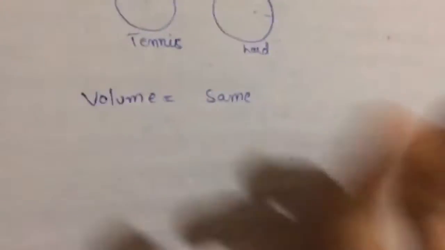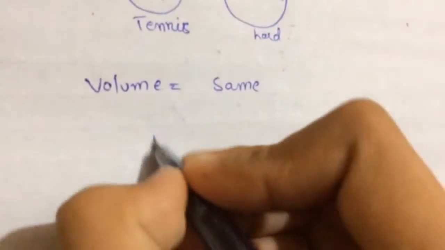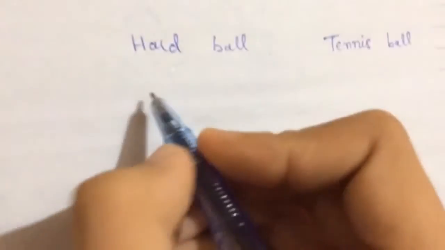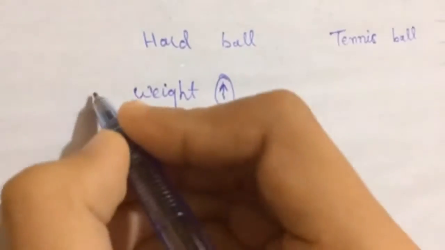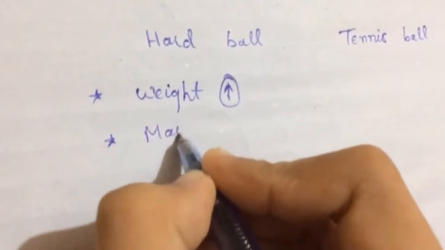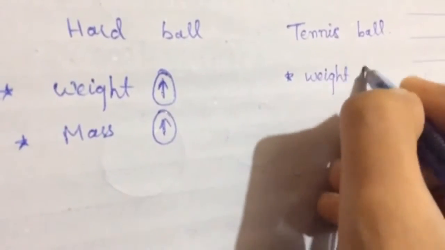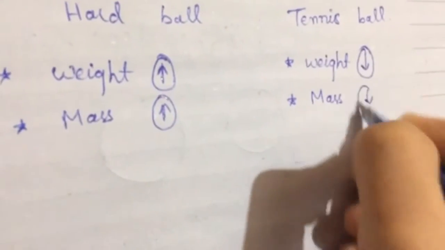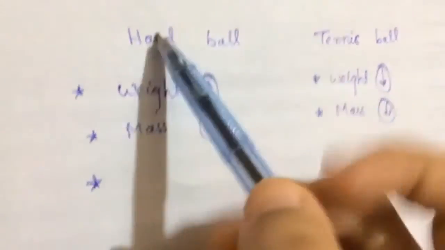weight. So if one ball is a hard ball and another is a tennis ball, first we have to write that down. In the hard ball, weight increases, because the weight of the hard ball is more than the weight of the tennis ball. If weight increases, mass also increases, as we have discussed earlier that they are directly proportional. So weight decreases, and mass also decreases in the tennis ball.